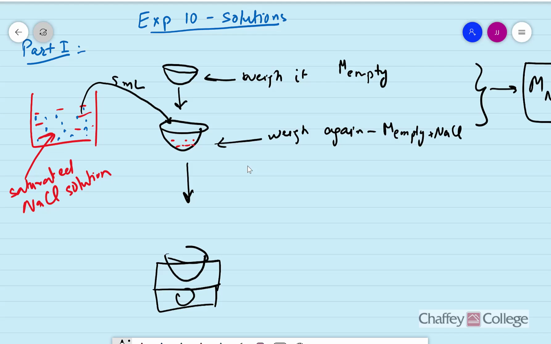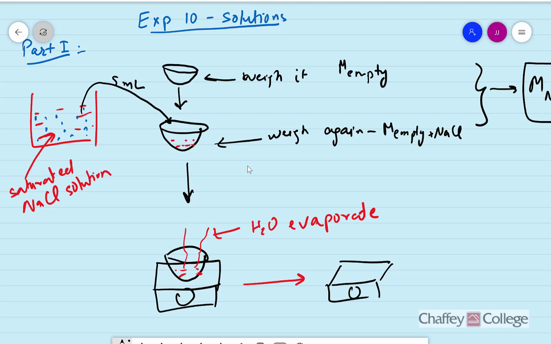When we heat this solution up, the water will evaporate. And after some time, if we let it continue to heat, all the water will evaporate and we will be left with some powder here. So this is solid NaCl because all the water is gone now.